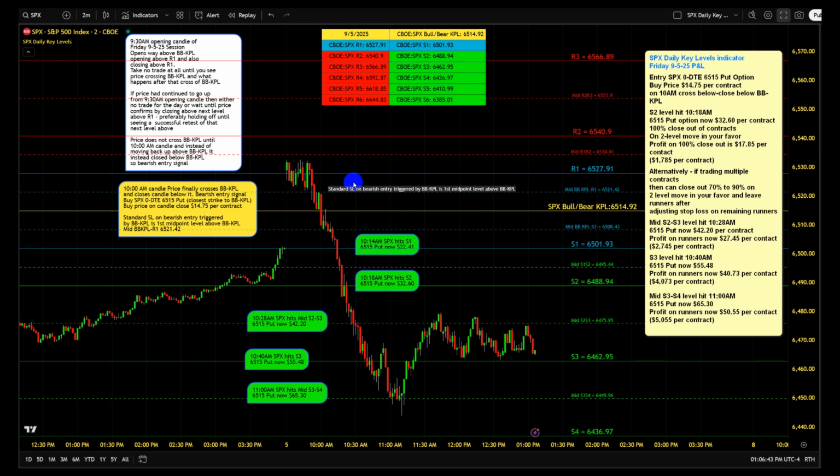But the majority of your trades are going to be triggered from the Bull Bear key price level, because that is the level in play during the morning part of the session. Okay, so in today's session, we have a gap up from yesterday's close, and we have a significant gap above the indicator's Bull Bear key price level for today.